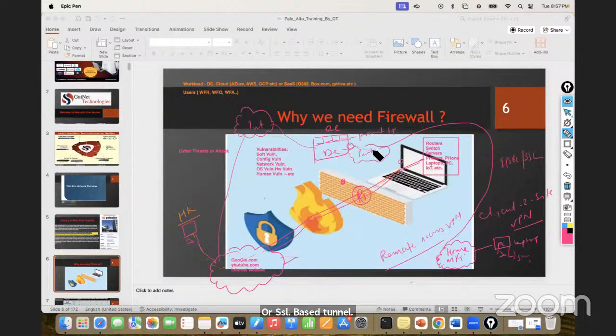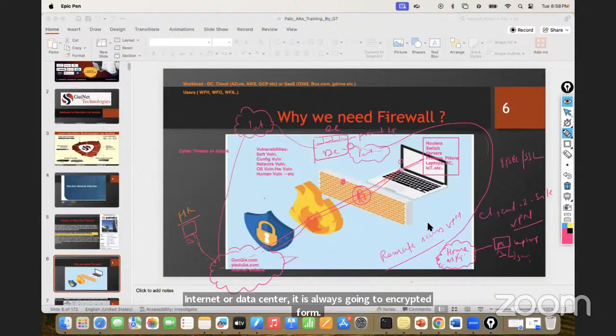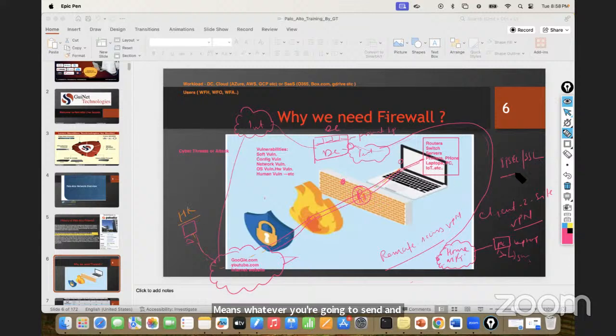The tunnel is going to be created over the internet to your DC firewall, so that your device comes into the same network because it gets a private IP address once the tunnel is built. Whatever traffic you send to the internet or data center is always going to be in encrypted format. Whatever you send and receive is encrypted under the IPsec or SSL based tunnel. Based on that, your communication happens with the internet, Google services, whatever you want to access, or the data center. So end to end, your communication is secure.